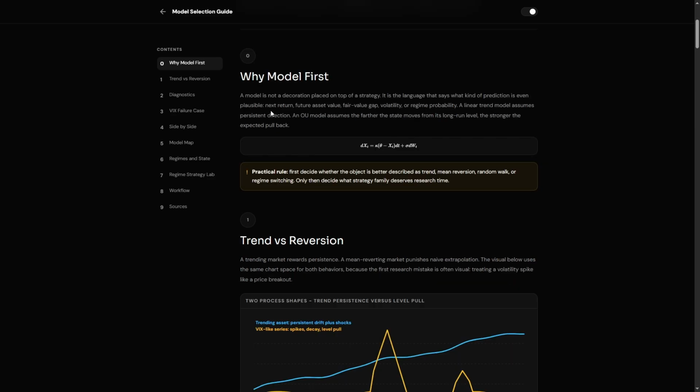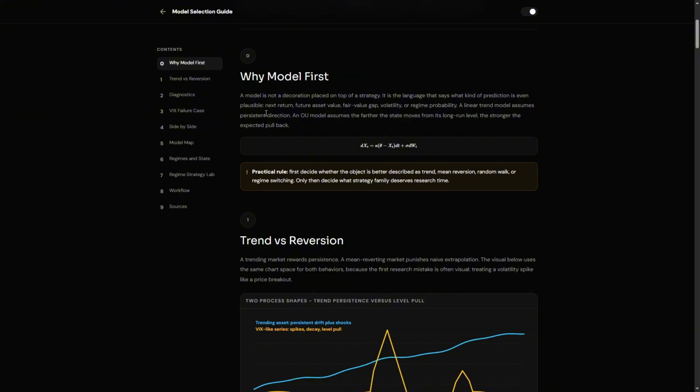The core idea is here at the top. A model isn't something that you put on top of the strategy after the fact. It's the thing that says what kind of prediction is even coherent given what you're looking at. So before you write any signal logic, you need to answer: what am I actually forecasting? Next return, a future price level, a spread residual, maybe volatility or regime probability? Those are structurally different problems and they need different model families.